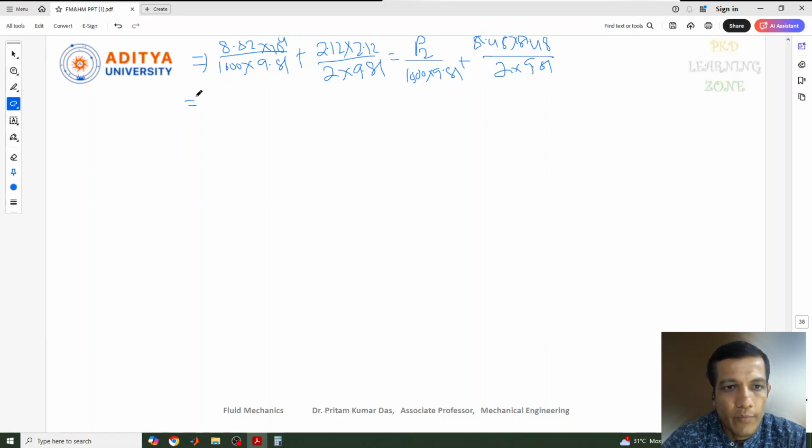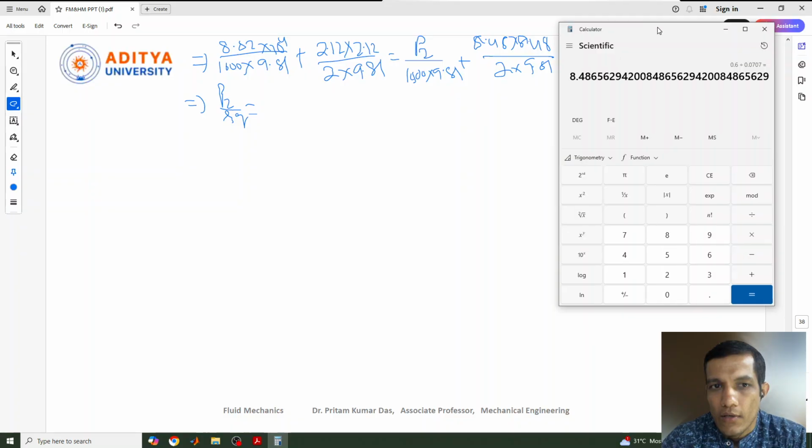Now if I keep all these values on one side, I'll write P2 by rho g equal to this value plus this, and minus this value. This I'll take to this side, then the whole total minus this, we can do it. So now we need to solve all these values, and let's find out what value we are getting. It will take some time to solve it.